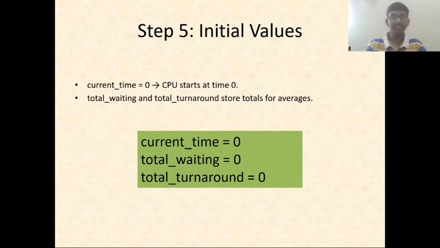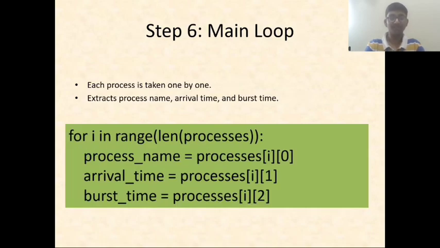Step 5 is initializing values. We are initializing current time equals 0, total waiting time equals 0, total turnaround time equals 0. Current time equals 0 means the CPU starts at time 0. Total waiting time and total turnaround time store totals for the averages.